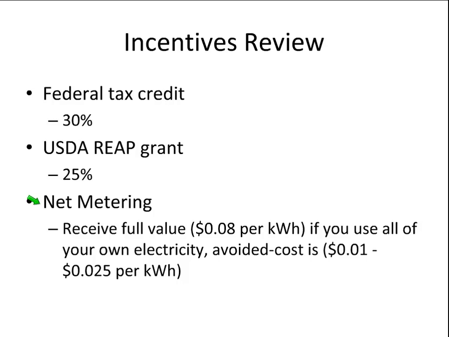So just to review, again, federal tax credit 30%, USDA REAP grant can be 25%, and net metering, basically, which allows you to receive full value for some or all of the electricity that you produce.